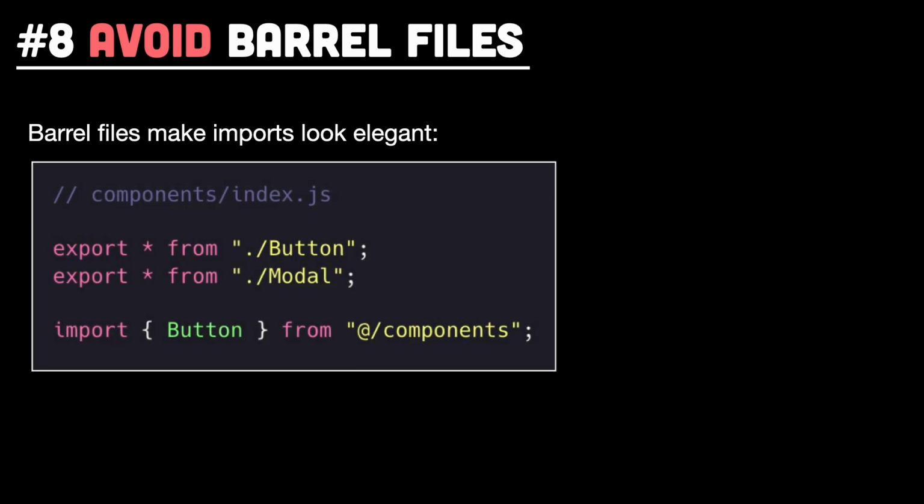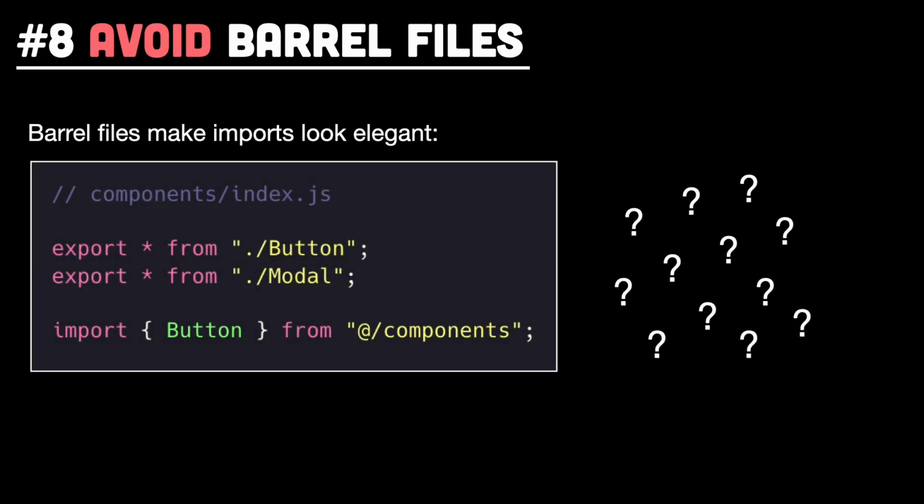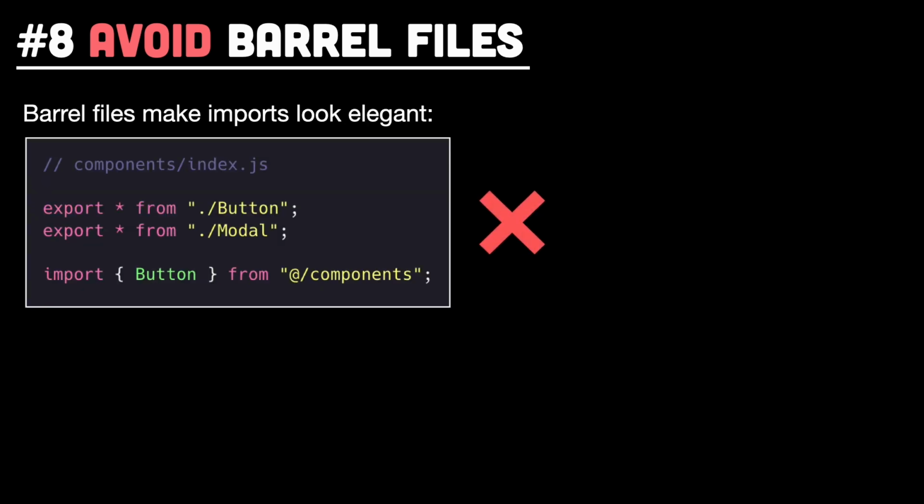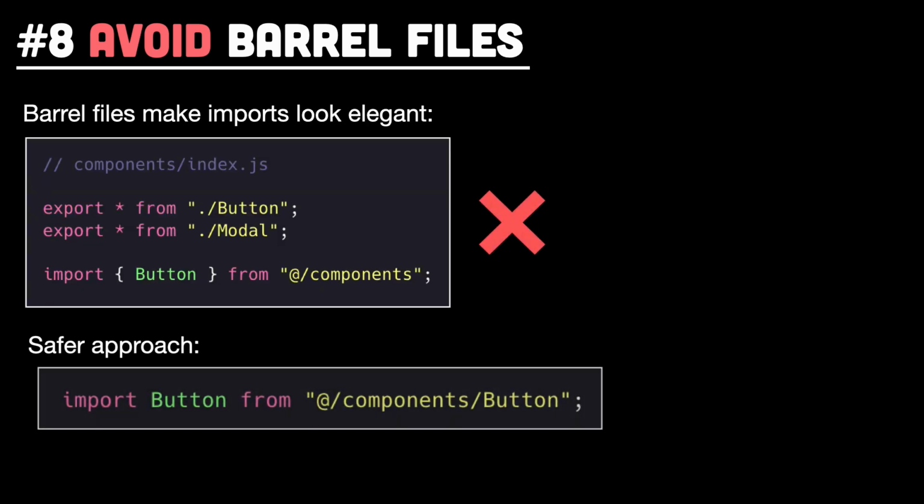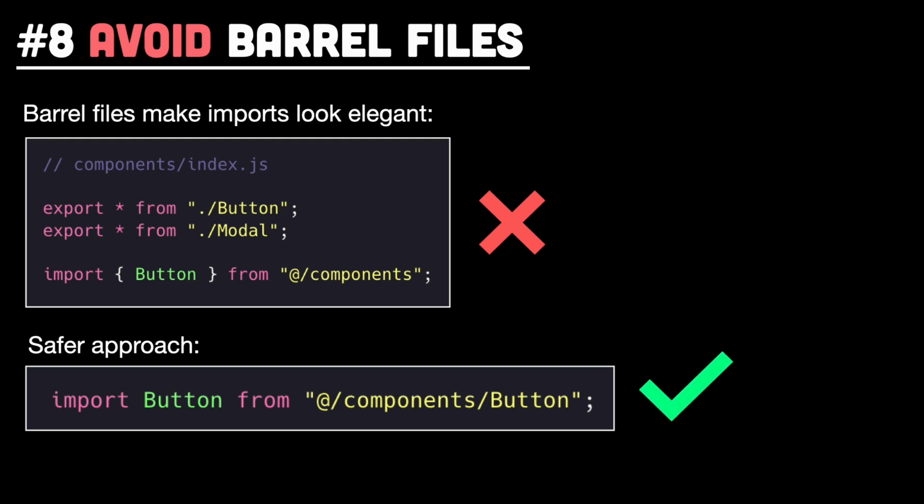Then in number 8, avoid barrel files. Barrel files make imports look elegant, but here's the problem. The bundler can't always tell which exports you actually need, so it may include more code than necessary. This gets worse as your component library grows. A safer approach is direct imports. Yes, it's a bit more typing, but now the bundler has clear, explicit signals.